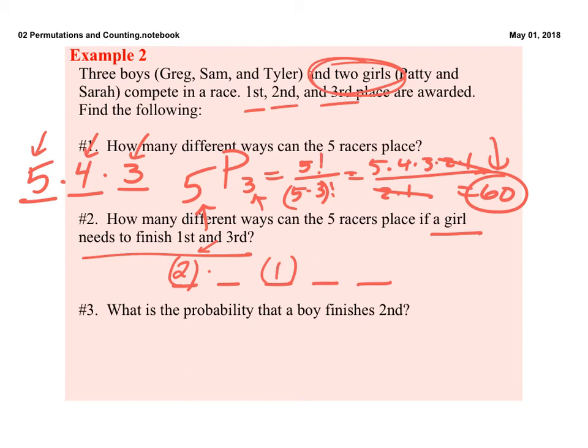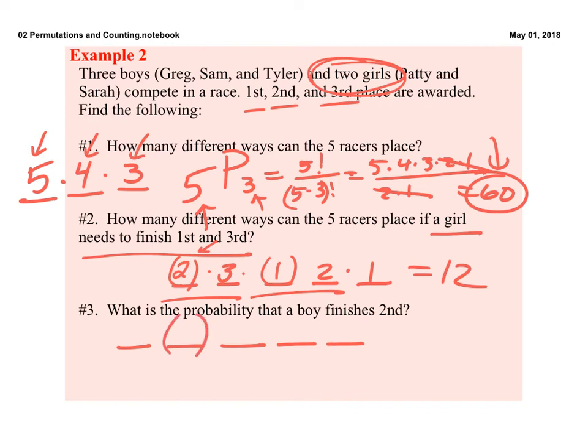And the rest of the spots are boys. How many choices did I have for the boys? There were 3 of them. So 3 times 2 times 1. So this is 2 times 3 is 6, times 2 is 12. Final answer, 12. What is the probability that a boy finishes second? Probability now that a boy finishes second. All right, well, how many ways are there that a boy could finish second? Okay, and that's if second place is the one that matters.